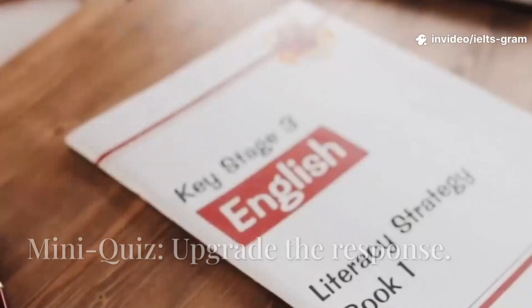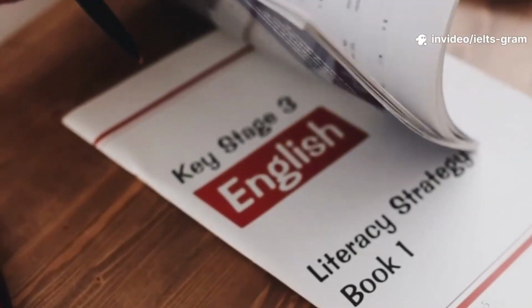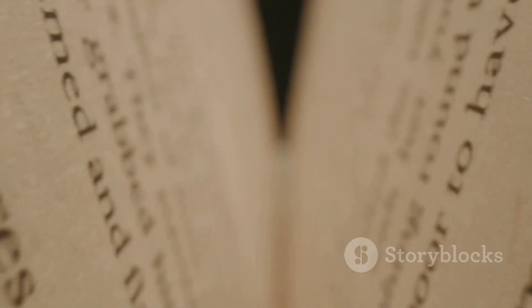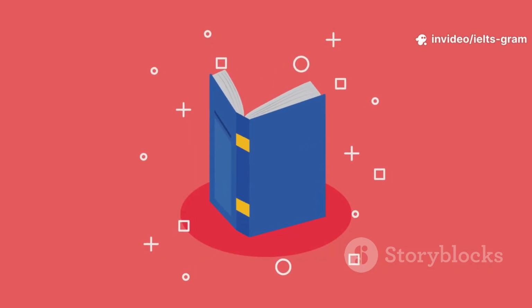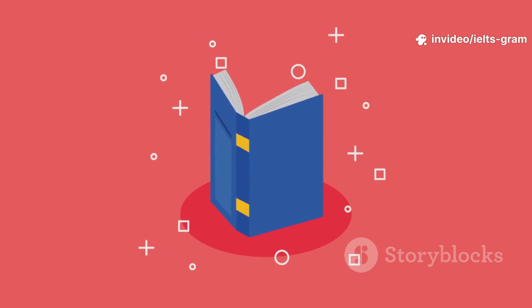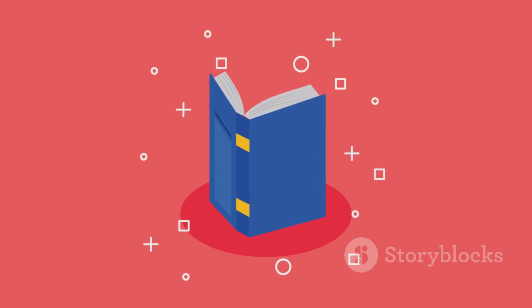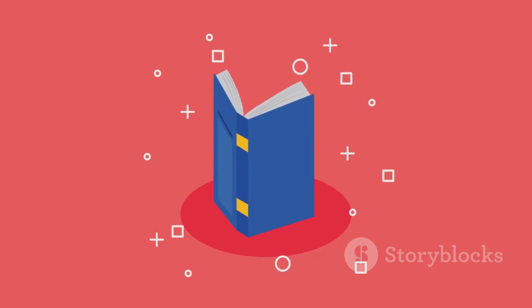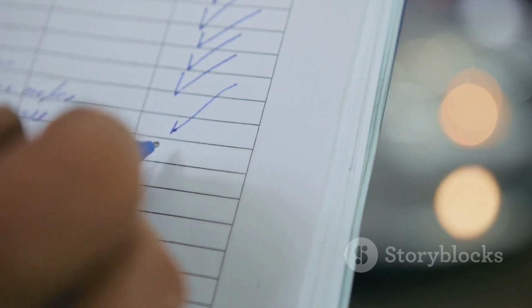Okay, final quiz. Let's upgrade a simple response. The topic is, describe a book you enjoyed. The simple response is, I read a good book. How can you add a future plan and a hypothetical? Pause for 4 seconds. A better version would be, I read a fantastic book last month. I am going to read the sequel next. The author, if I met her, I would tell her how much I loved it.